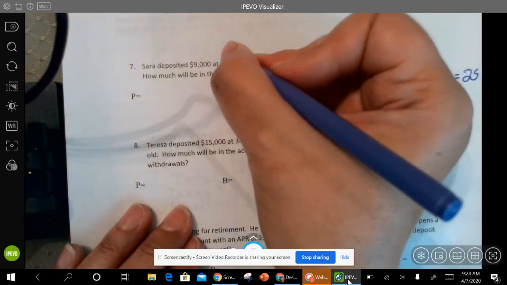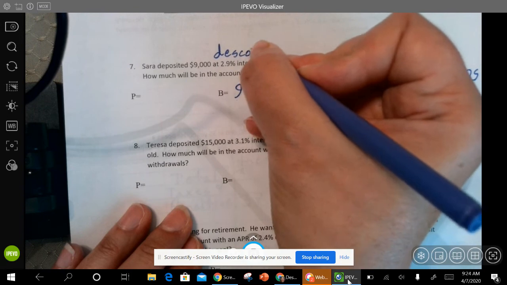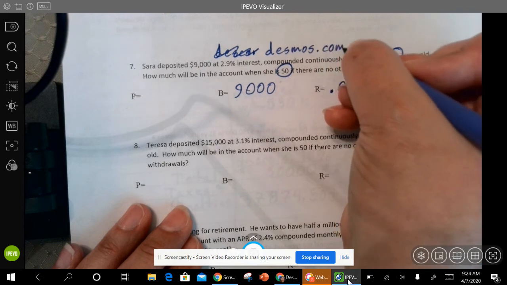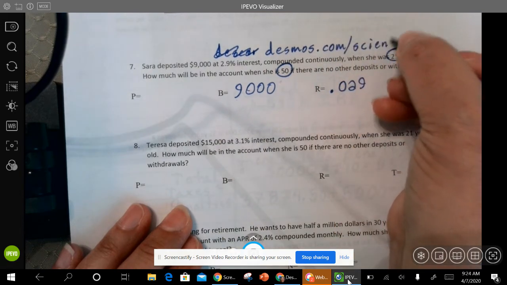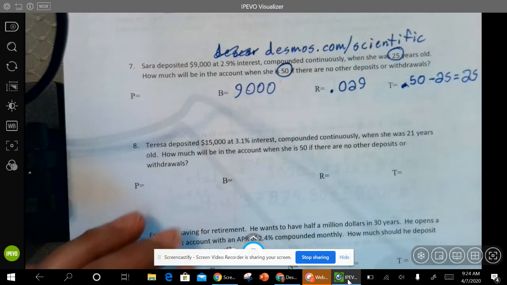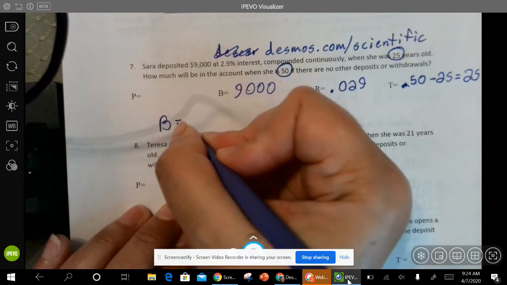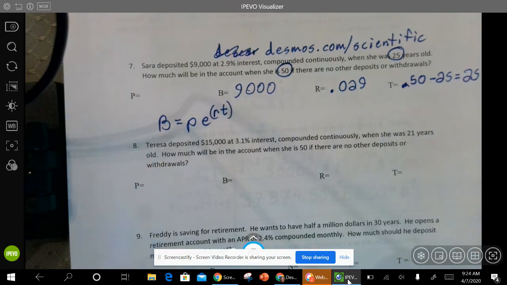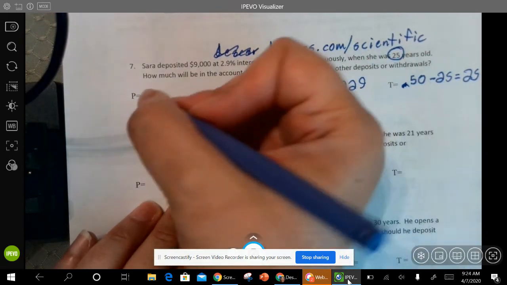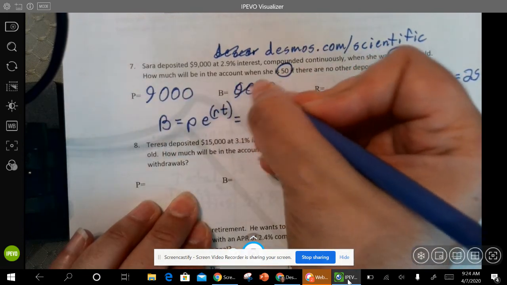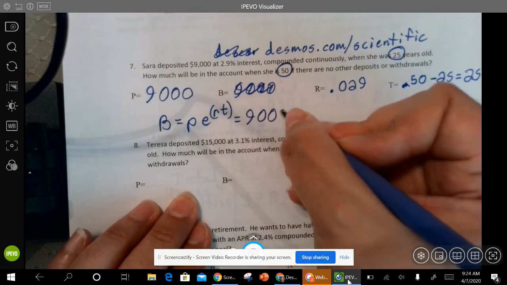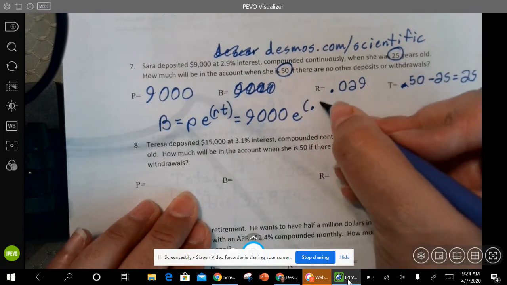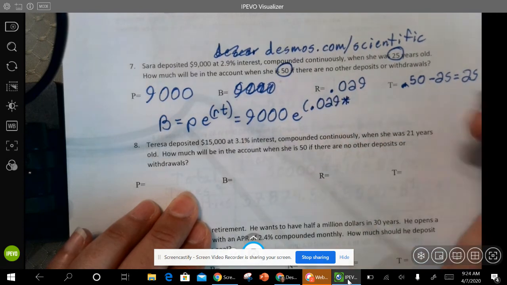I'm going to use decimals.com /scientific for this one, so I can have the E. So our formula for this one is the balance equals P times E raised to the R times T. And we're looking for the balance. So 9,000 times E raised to the 0.029 times 25.